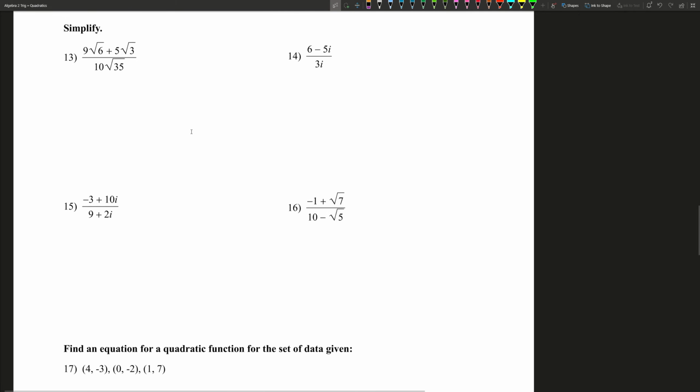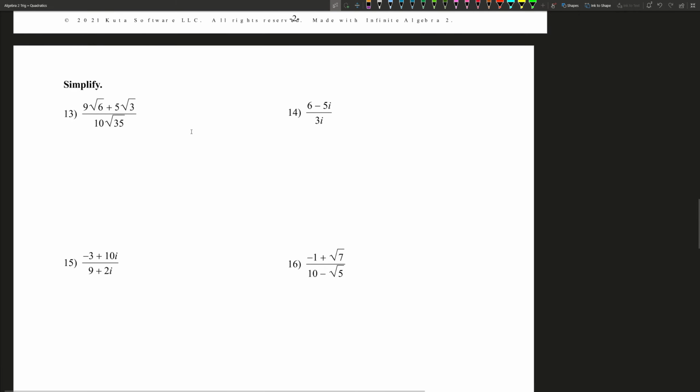Numbers 13 through 16 have to do with rationalizing. Number 13 and 14 are the easier versions. Number 15 and 16 are the quote unquote harder versions. On number 13, these are going to be bigger numbers than what I wanted, but that's okay. We have to get this square root of 35 out of the denominator, so we multiply by the square root of 35 over the square root of 35.